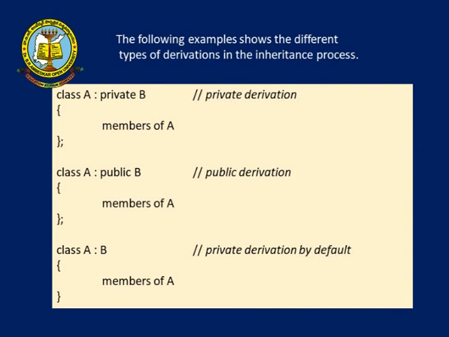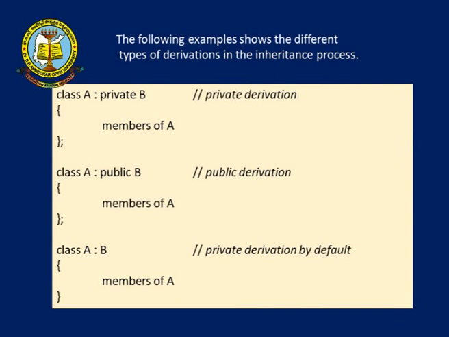See this. In the first code, in the first example, we have a private derivation. That means here we are creating a new class named A from the existing class B, but it is a private derivation. In the private derivation, the members of the base class will become the private members in the derived class. That is called a private derivation.